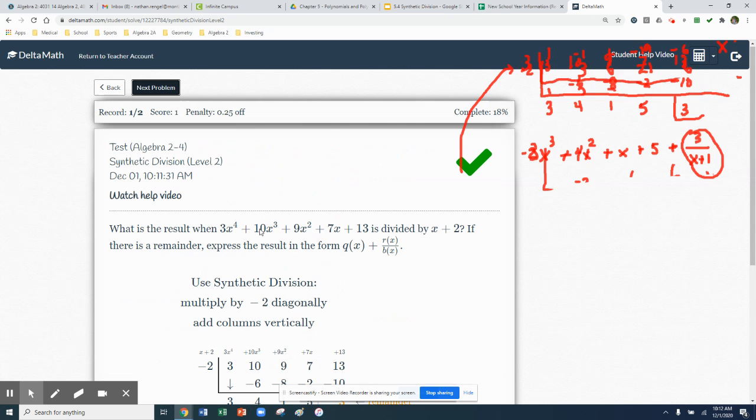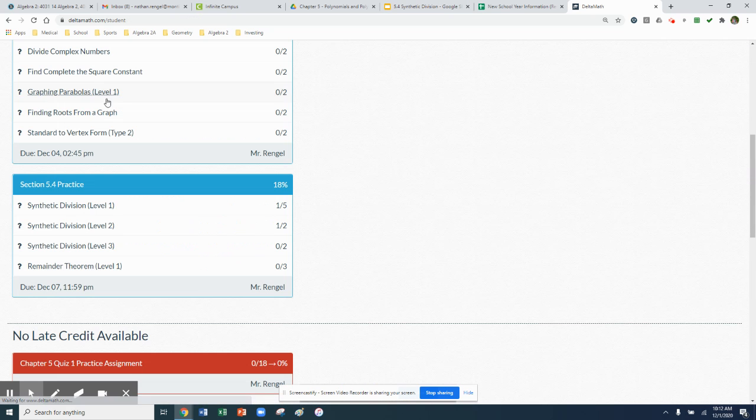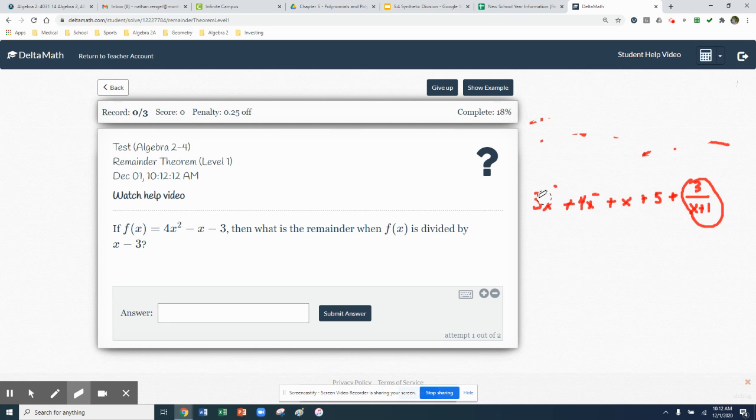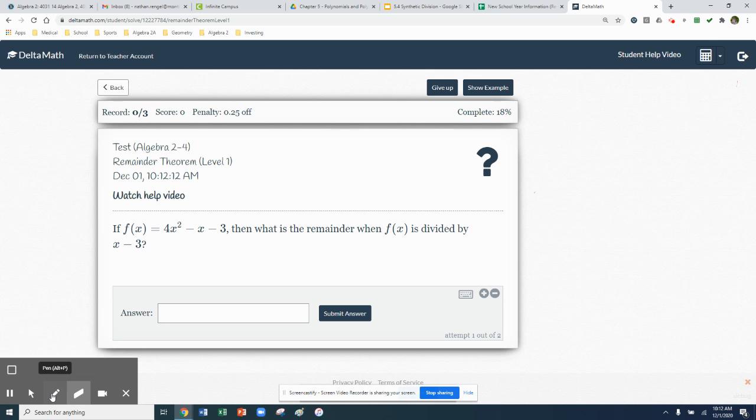Lastly, then we'll look at the remainder theorem. So we'll go to that last section. Remainder theorem. So in this section, the remainder theorem, we just want to figure out, well, what is that remainder? And here we have 4x squared minus x minus 3 is the polynomial we're dealing with. And then we're going to divide it by x minus 3, which is a root of 3. So we're going to be dividing it by a 3 when we set up our synthetic division.